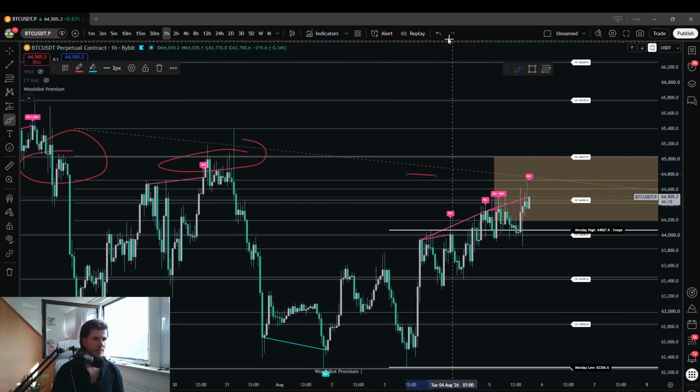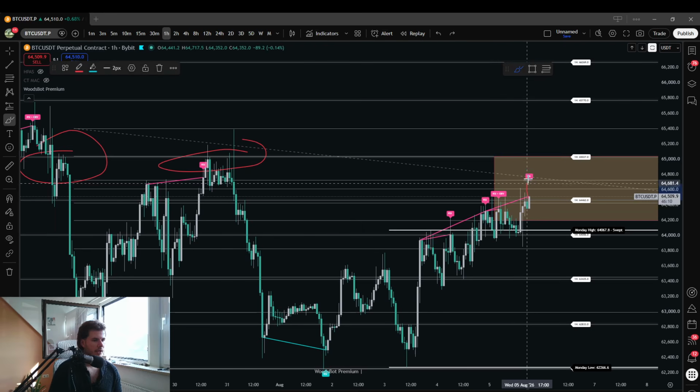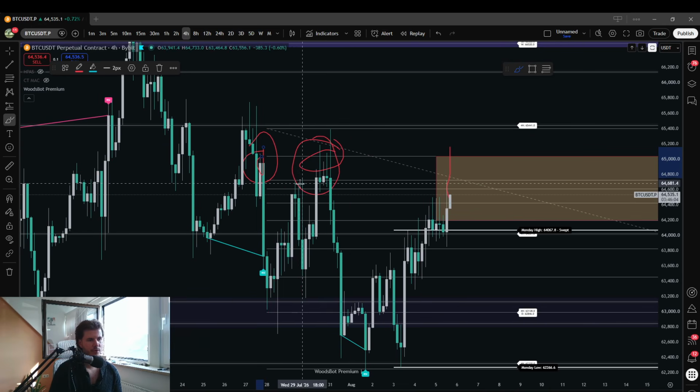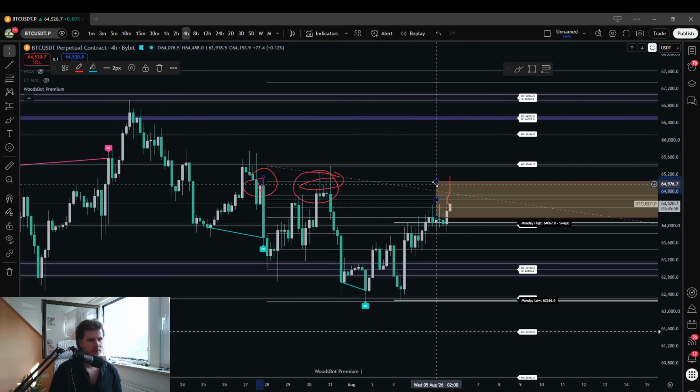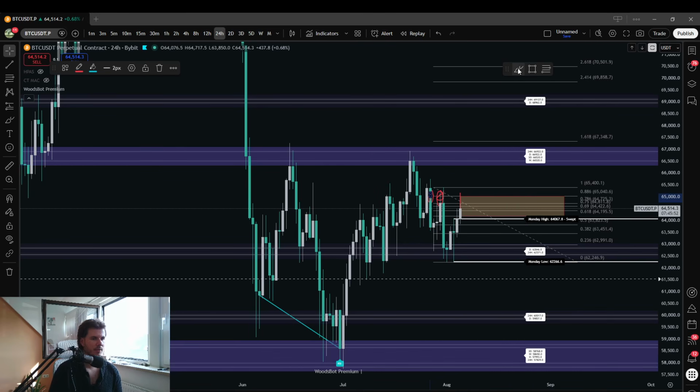Alright, so for me, Bitcoin is basically in no man's land. So what I'm looking for, again, is for Bitcoin to accept above these highs right here. And if it manages to actually close a 4-hour candle above these highs, I do think Bitcoin is going to continue higher. What I mean by that is, if it closes the 4-hour above this level, I definitely think it's going to be targeting these highs. I do think it's at least going to take out these highs around 67K.